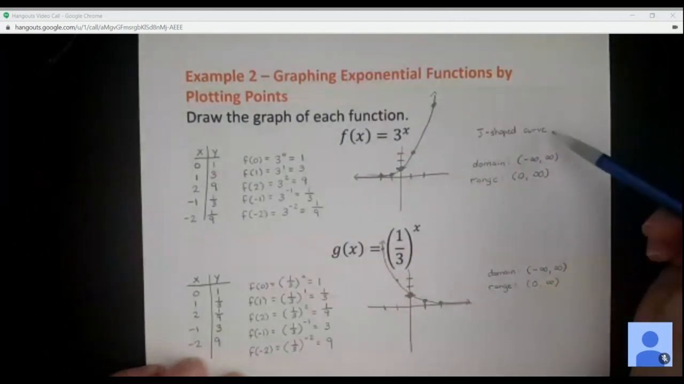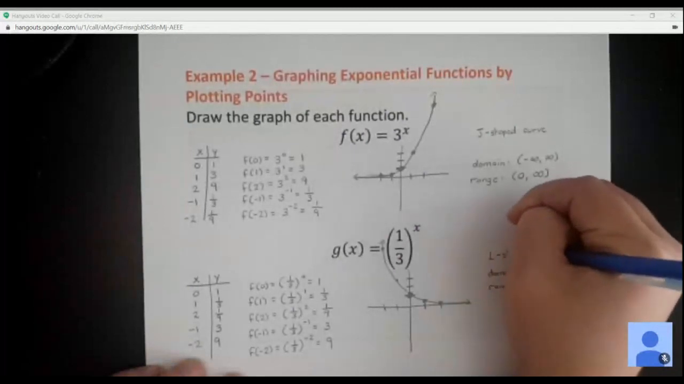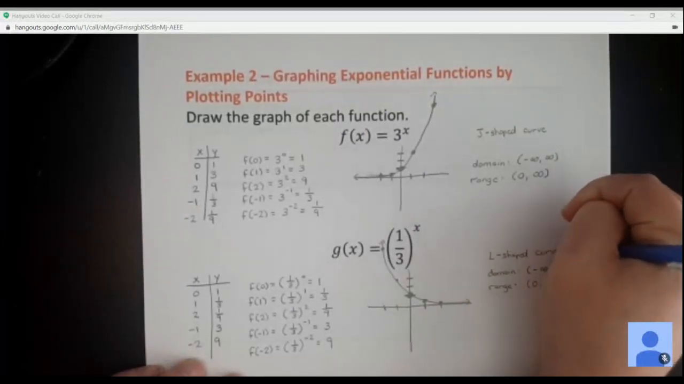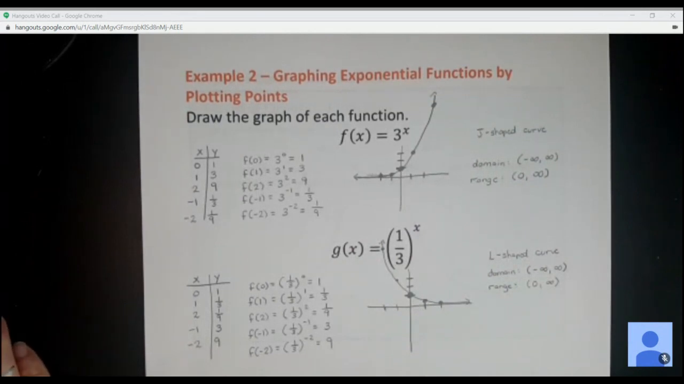Now, this graph up here was what we call a J-shaped curve, because it looks like the letter J. This curve down here is what we call an L-shaped curve. And again, it's because it kind of looks like the letter L when it goes this direction. Now, how are those two graphs related to each other? If I just asked you to compare the two graphs, what could you say about them?